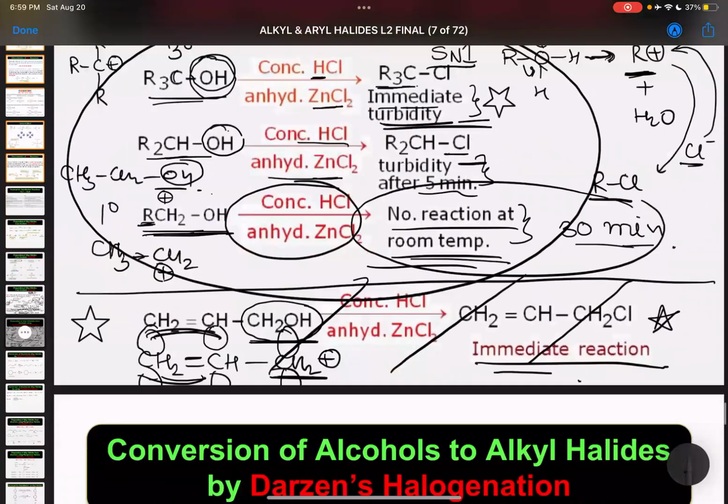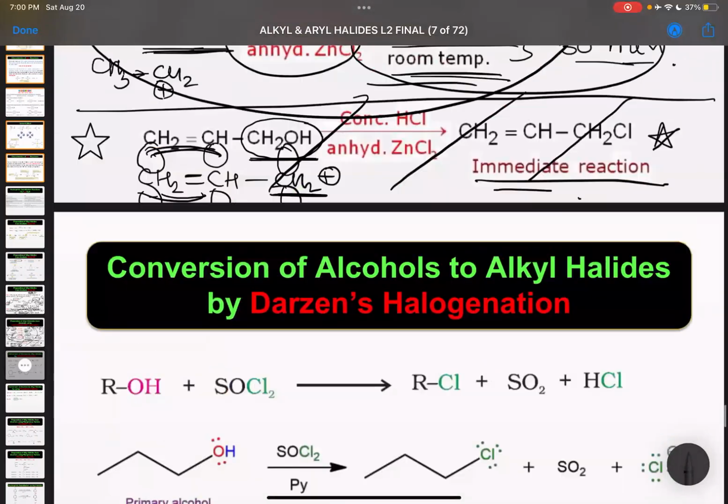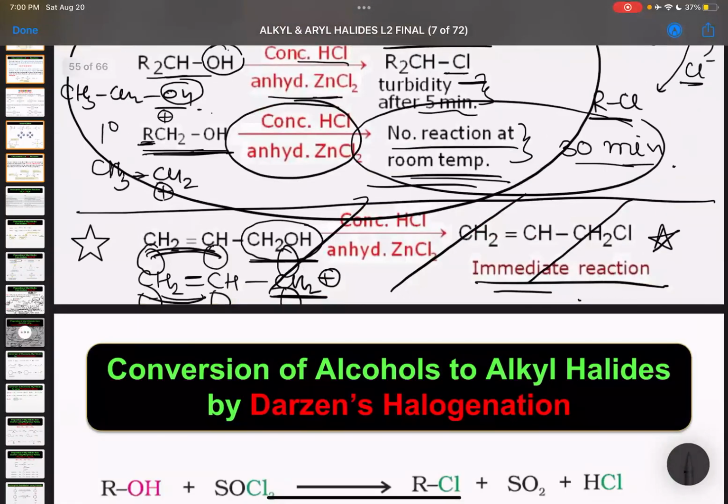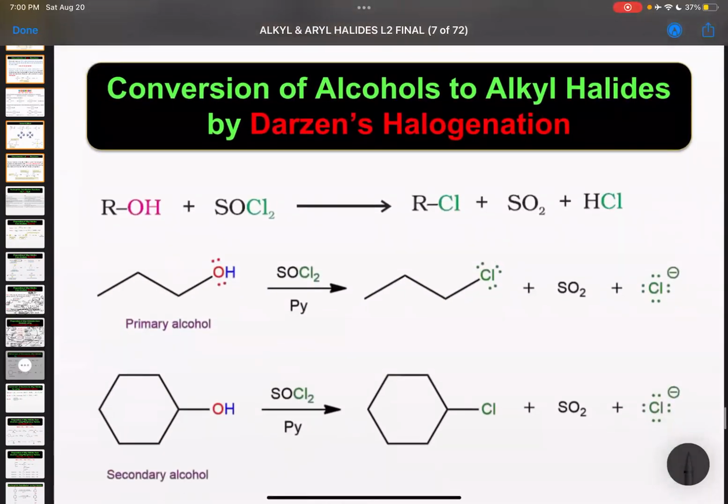Clear? Okay. So, Mohammed, is it clear? Any doubt? Yes, sir, no doubt. Okay, very good. So now the next method, which is also considered the best method to prepare alkyl chlorides from alcohols, is using thionyl chloride.